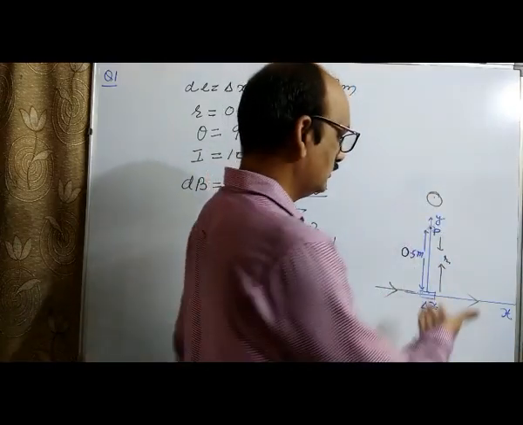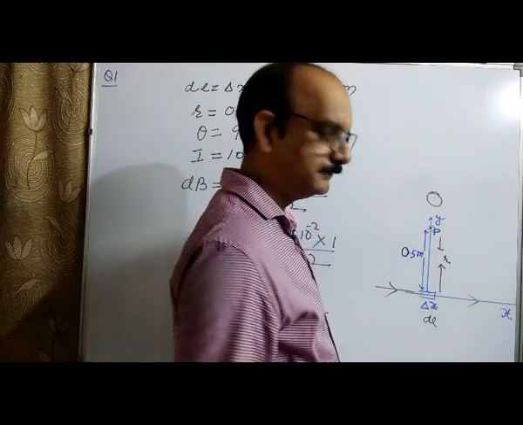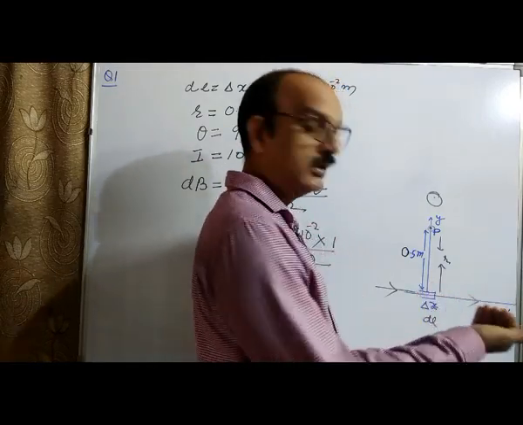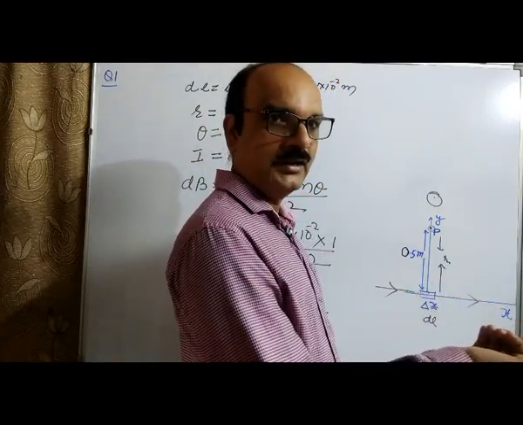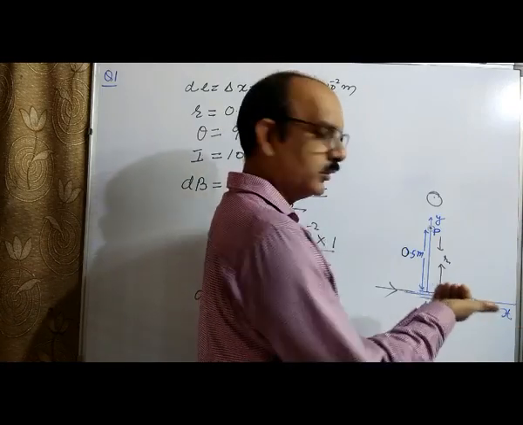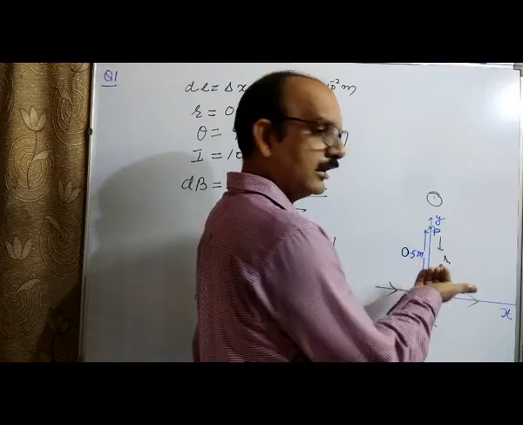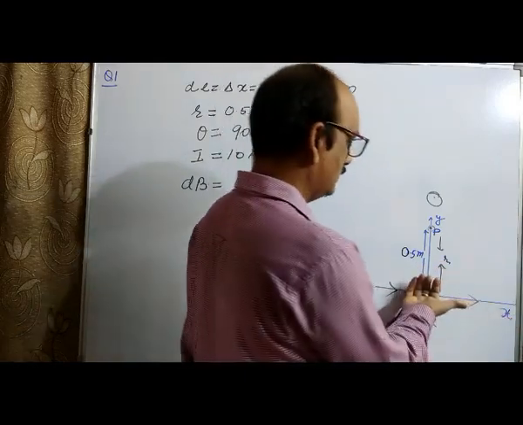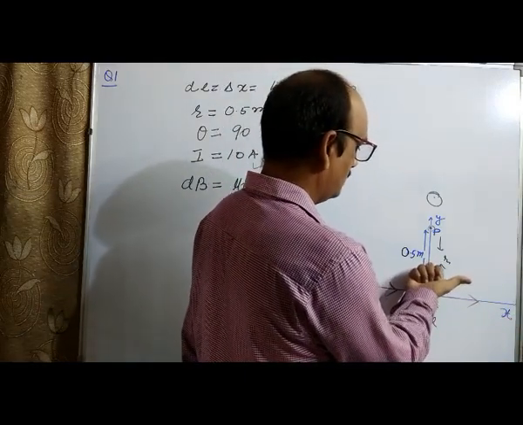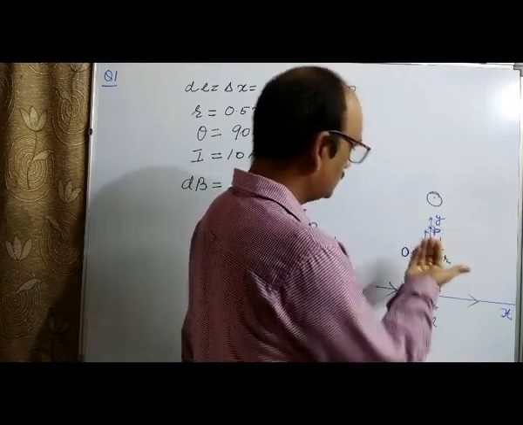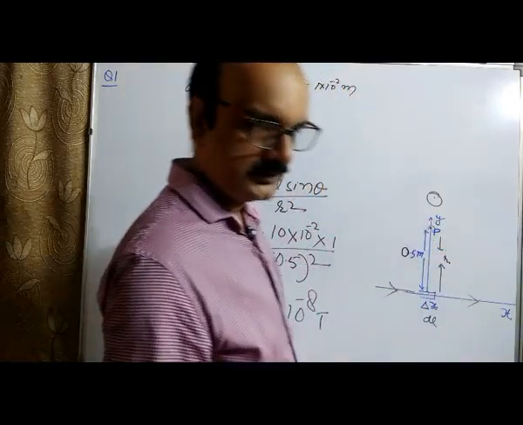Second thing, hold the wire with your right hand in such a way that thumb is pointing towards the current. Then the curved fingers will show the direction of magnetic field. Like this. Magnetic field will come out of the plane. Right?